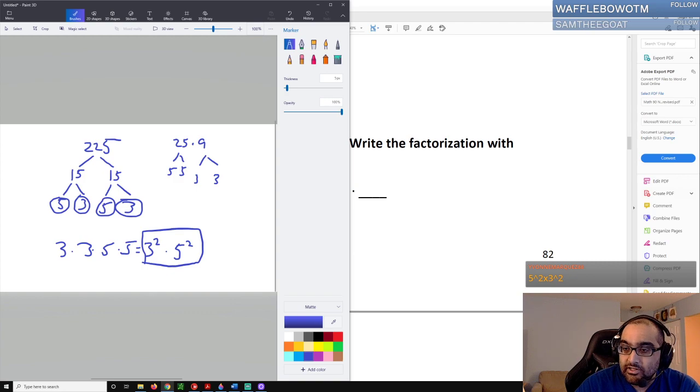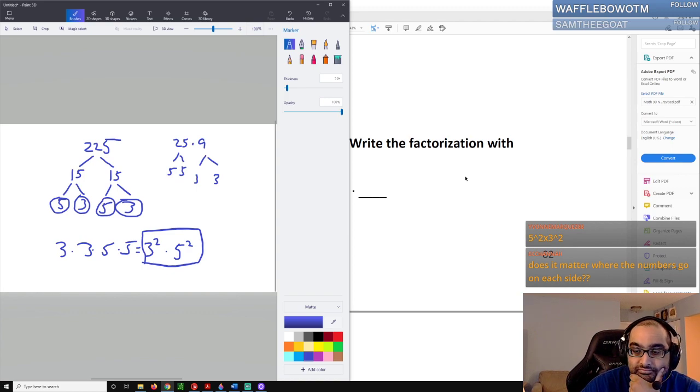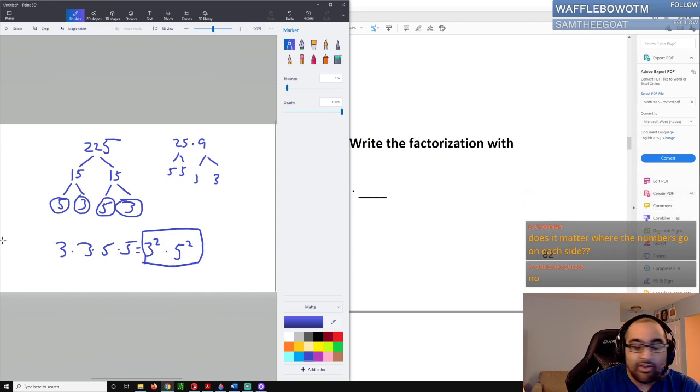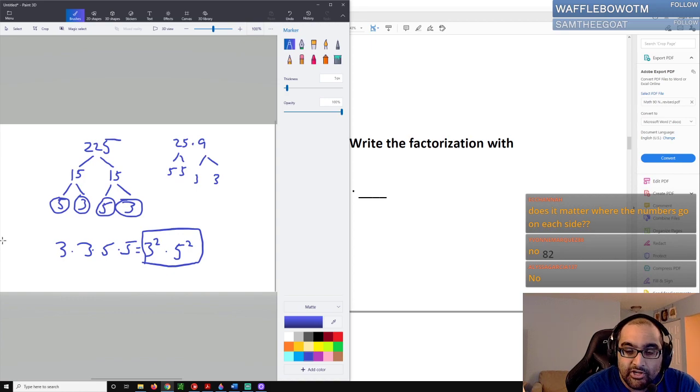Any questions about that? Does it matter where the numbers go on each side? No, not at all. Remember, if I say 3 times 5 is 15, 5 times 3 is 15. It doesn't matter which way you do that. Multiplication is commutative, so you can flip it around the way you want to. That's kind of nice about that. So you don't have to worry about it. You can write it however you want.